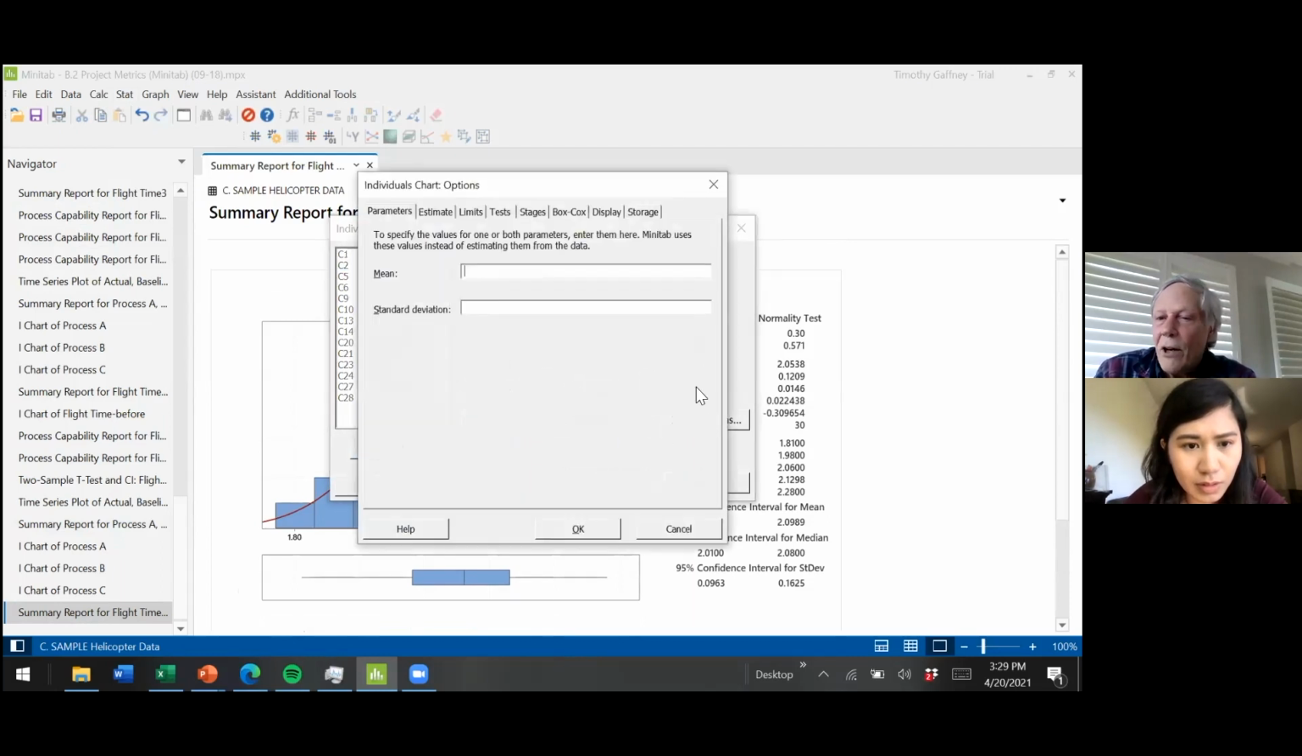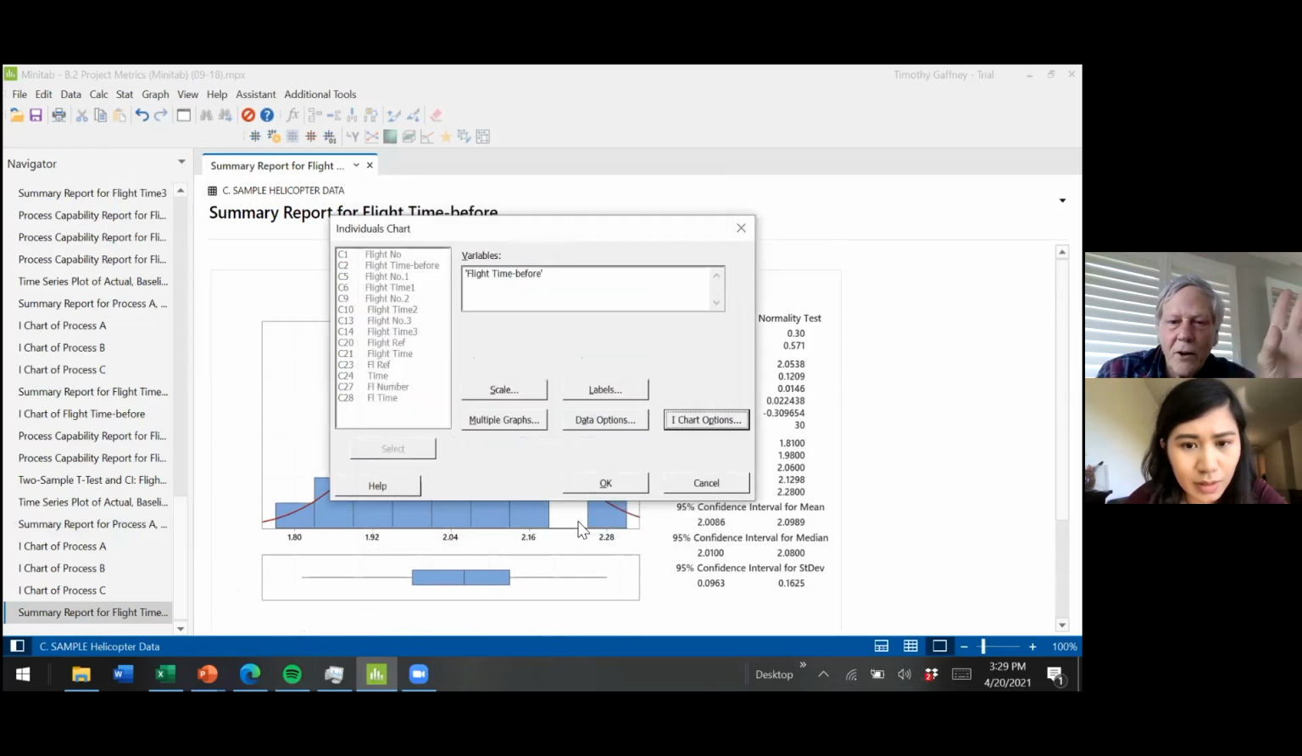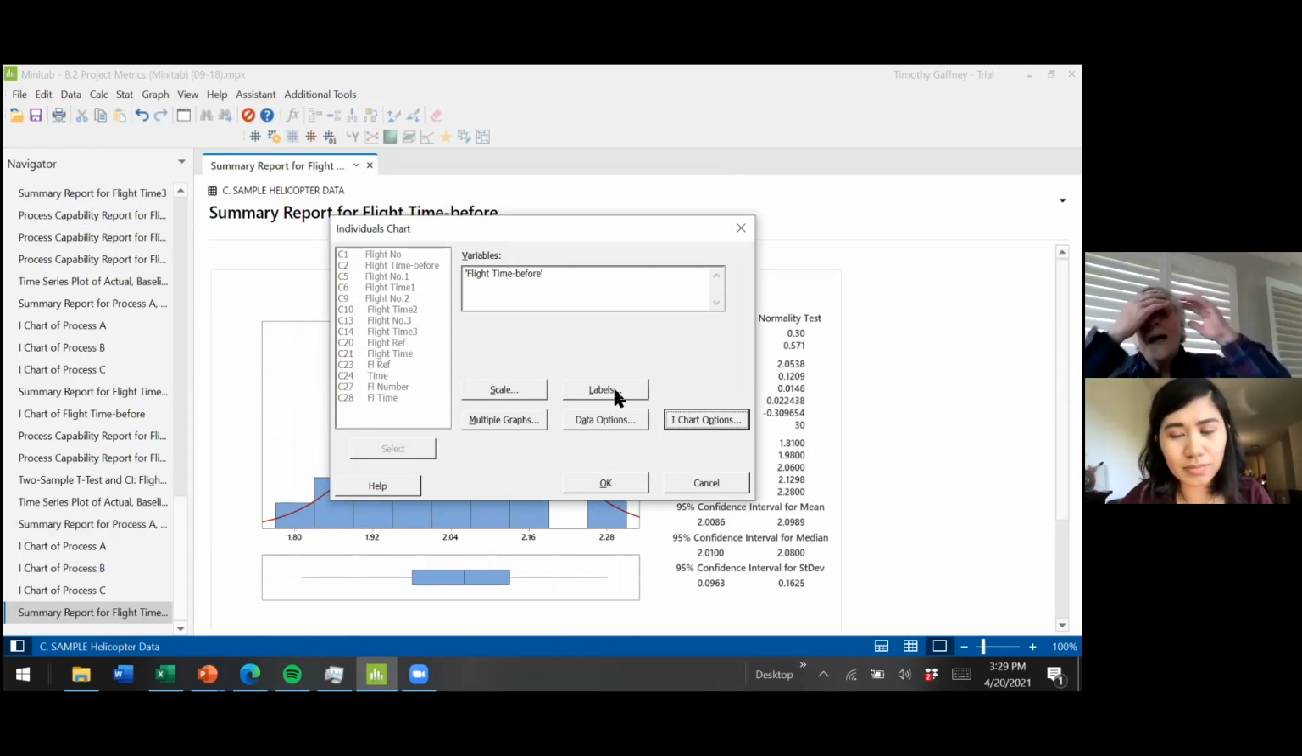We want to check the I chart options and make sure we're still running all the tests for special causes. They're all checked off. Now, if I use the IMR chart, it's gonna be wrong. The I and MR, the individuals and moving range chart, is more for where you've got a smaller sample size, less than 10, less than 8 or something like that.